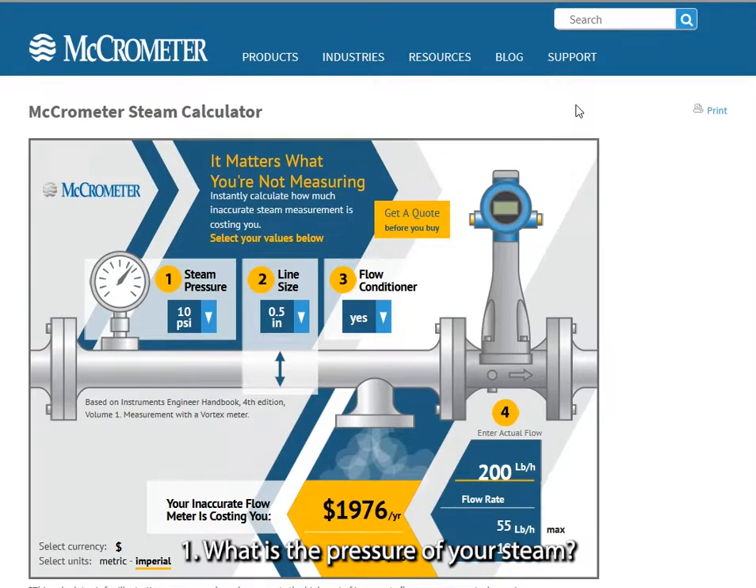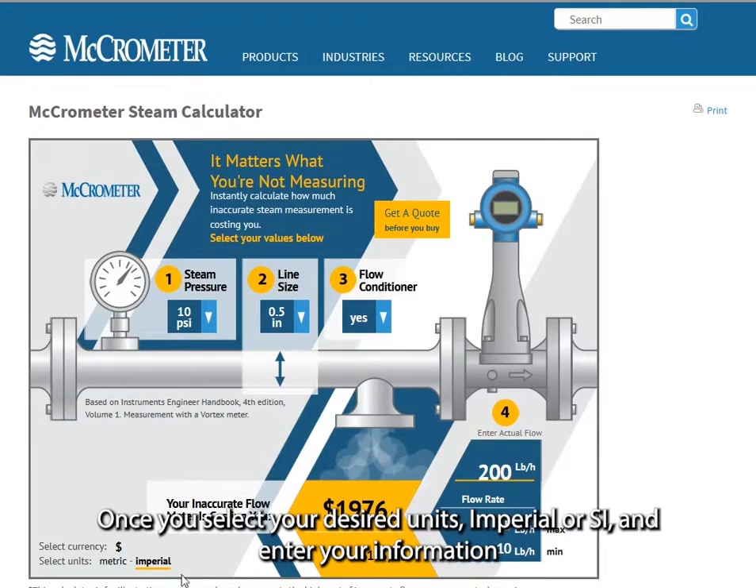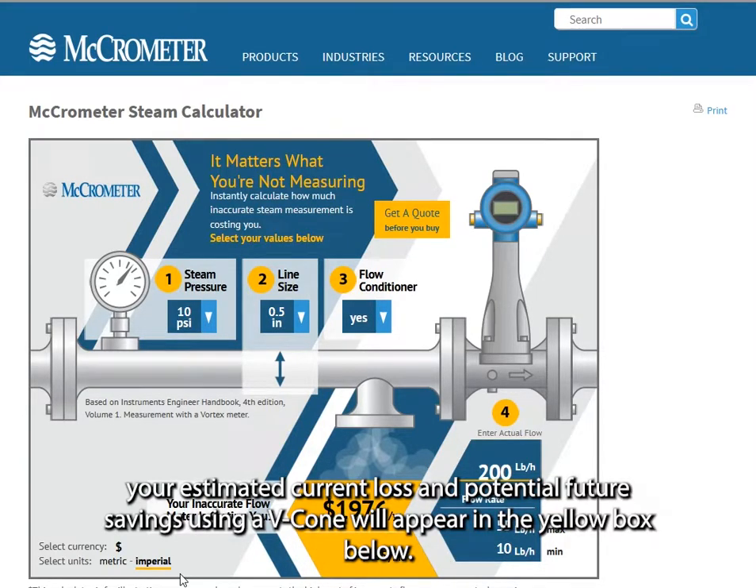First, what is the pressure of your steam? Second, what is your line size? Third, do you have a flow conditioner? And finally, what is your flow rate? Once you select the desired units, either imperial or SI, and enter your information, your estimated current loss and potential future savings using a V-cone will appear in the yellow box below.